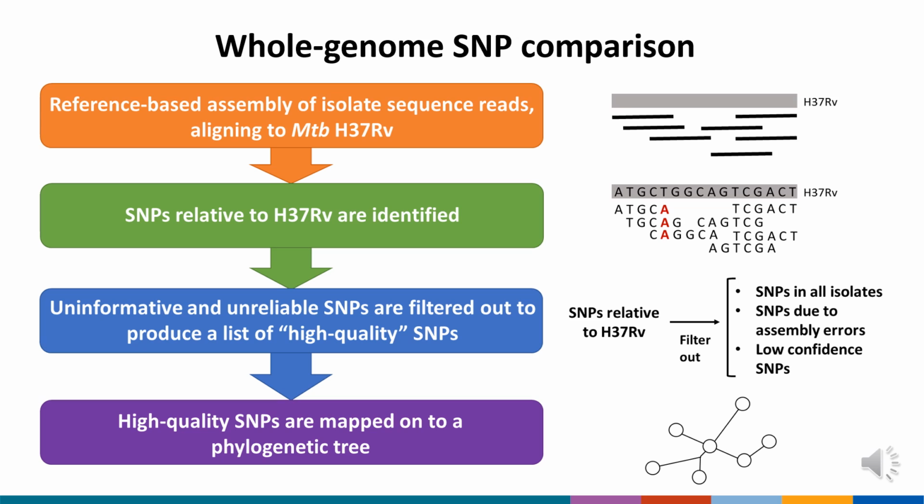We use Tuberculosis H37Rv. Then, SNPs relative to the reference genome H37Rv are identified. The next step is that uninformative and unreliable SNPs are filtered out to produce a list of high-quality SNPs. Lastly, the high-quality SNPs are mapped onto a phylogenetic tree to diagram the genetic relationships between the isolates.